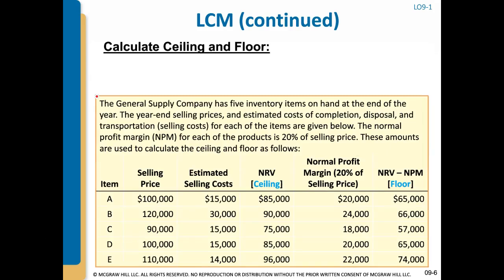And then this is showing it for each of the inventory items in the problem. We just went through A, but the same thing is being done for B, C, D, and E, and you can do that for practice if you would like.